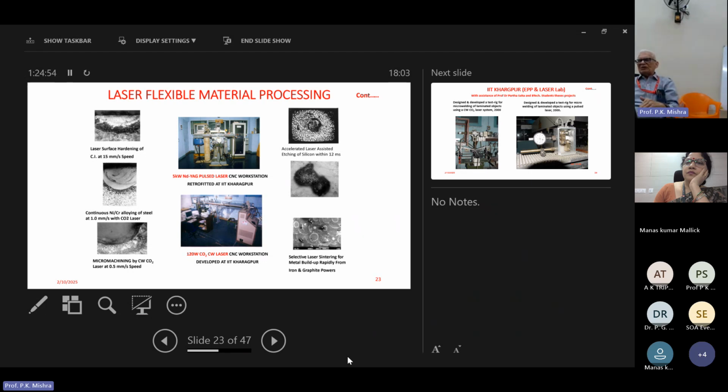Then my most favorite student, Spartan, and both of us, because he has to run the computer. I don't know how to operate the computer. So anyway, we started to see laser hardening in the corner. You can see laser hardening.